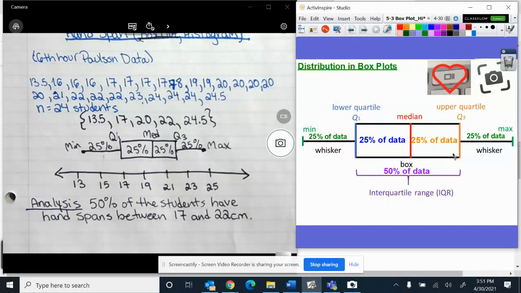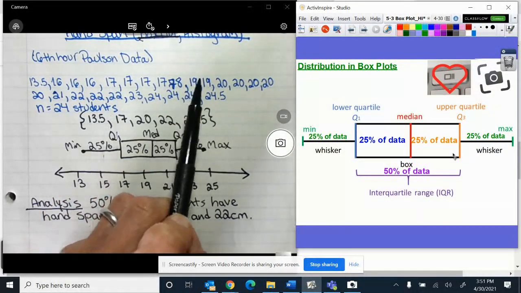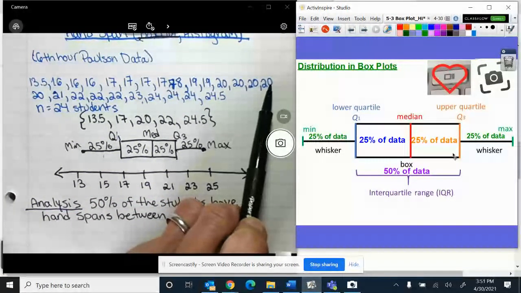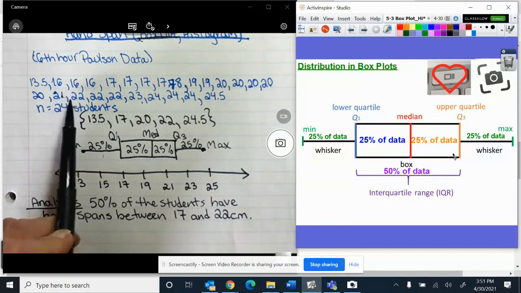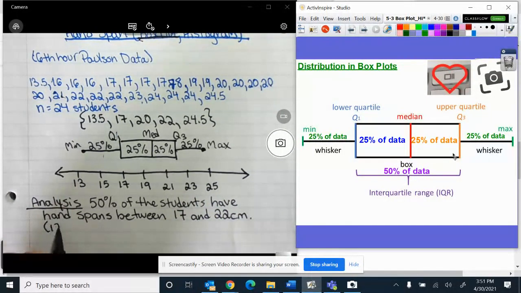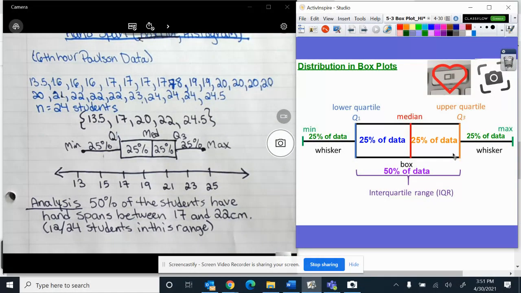And if we look at the data, let's see if this is true. 1, 2, 3, 4, 5, 6, 7, 8, 9, 10, 11, 12. 12 out of 24 students in this range, which is exactly 50%.